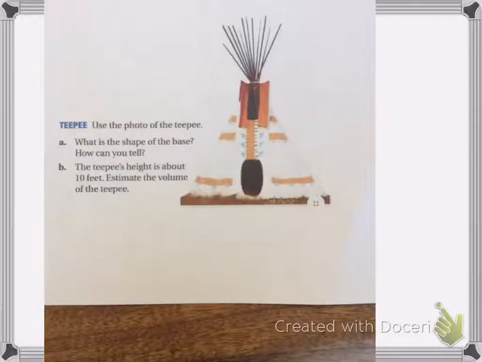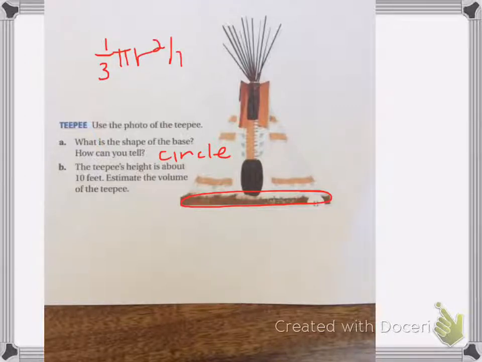All right, one last little question here. It says, what is the shape of the base of the TP and how can you tell? Well, I think that for the most part we understand that TPs are cones, so we're going to say that the base of the cone is a circle. Then it says the TP's height is about 10 feet, estimate the volume. So we know the cone's volume formula is 1/3 pi r squared h. So we just have to plug those into the formula to figure that out.